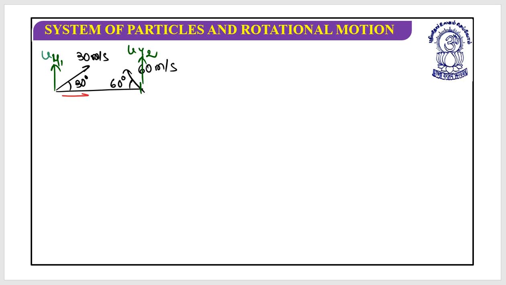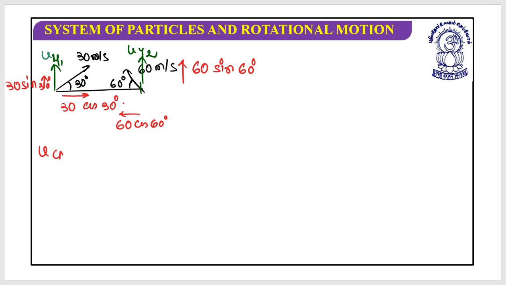Now what you need to do is that this is the cos theta component, that is 30 cos 30 degrees. This is 30 sin 30. Again the same thing, this is 60 cos 60. This is 60 sin 60. So what you need to do is this U_CM is equal to M1 U1 plus M2 U2 divided by M1 plus M2.